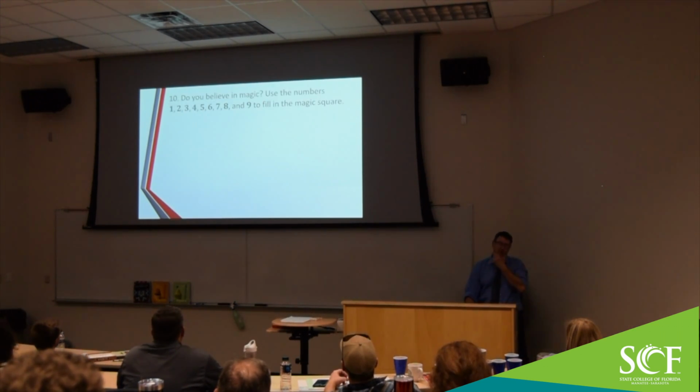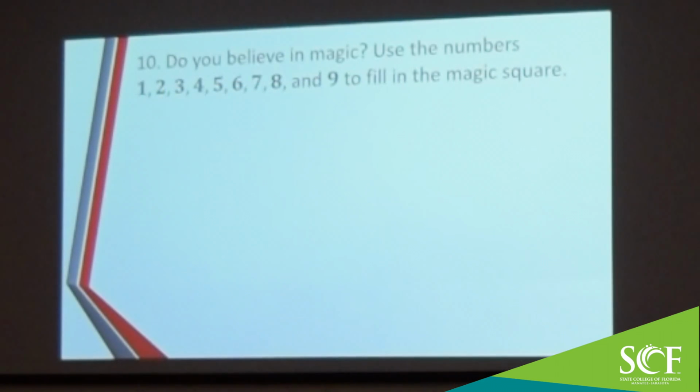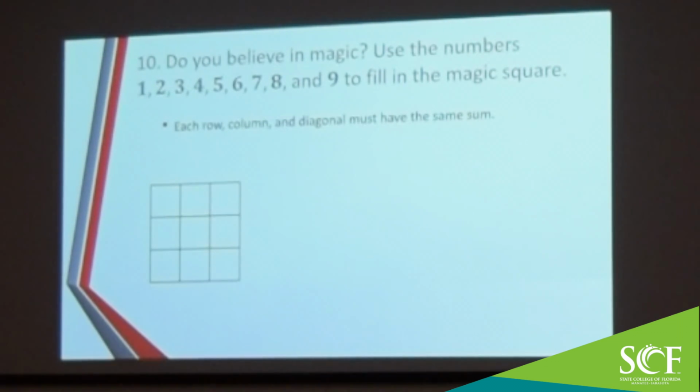Real quickly, last one, 2 minutes. Do you believe in magic? Fill in the magic square. I'll give you 30 seconds to do this. There are 9 boxes. Fill in the numbers 1 through 9. Each row, column, and diagonal must have the same sum.